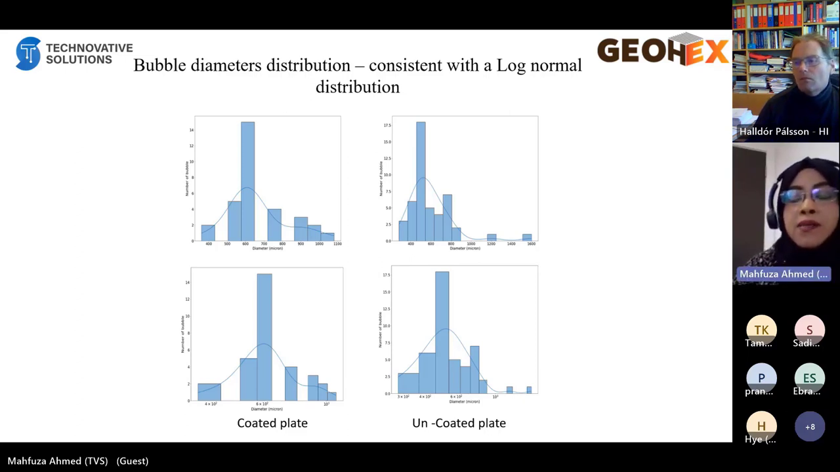So which is a normal distribution. So that's a really very interesting result, and this agrees well with the literature as well. For other bubbles like water bubbles, I saw many papers where the bubble diameter distribution also was consistent with a log normal distribution. And when they converted the x-axis to a log scale, that became a normal distribution. So this result is really consistent with the literature for bubble diameters.